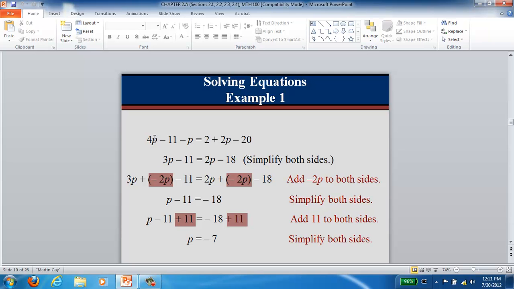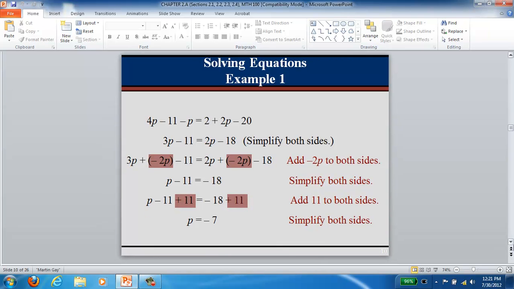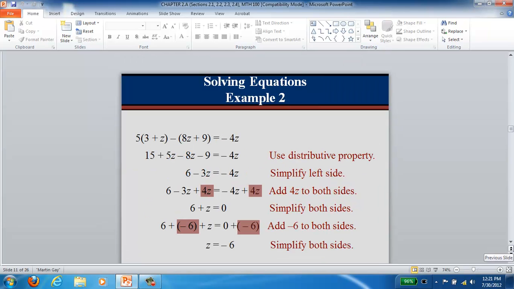Another example, example number 2. For this example, you need to use the distributive property. So you distribute 5 times 3 plus z, which is 15 plus 5z. And you also distribute the negative to the 8z plus 9, which gives you the negative 8z minus 9 equals negative 4z.